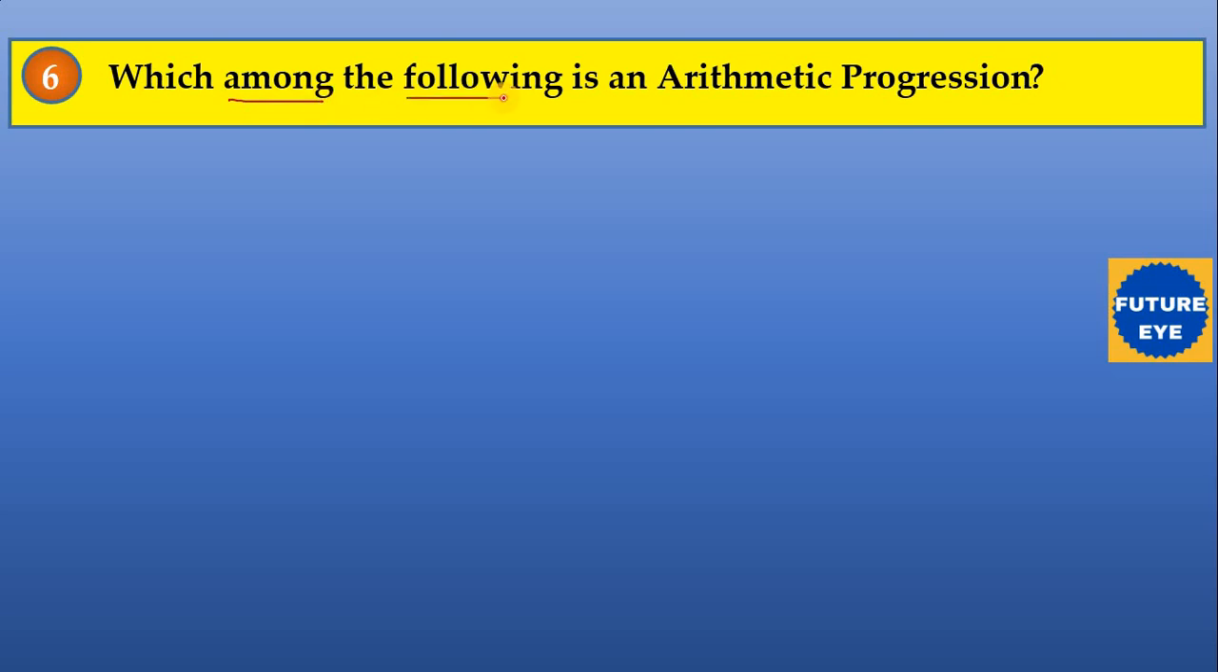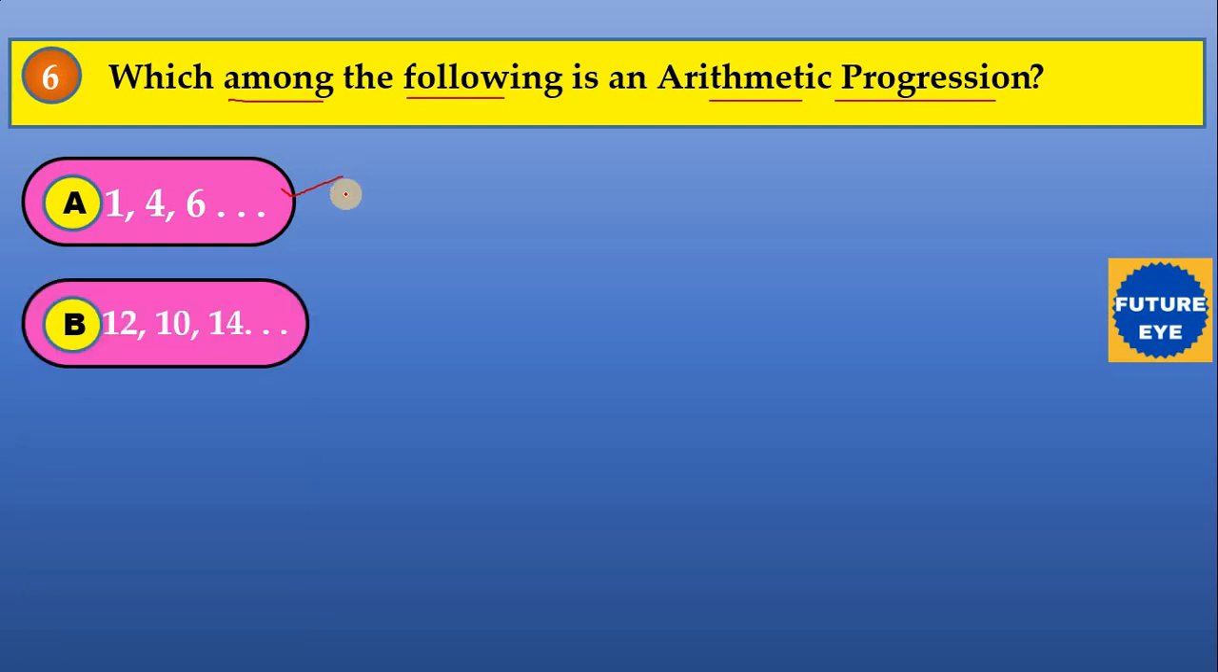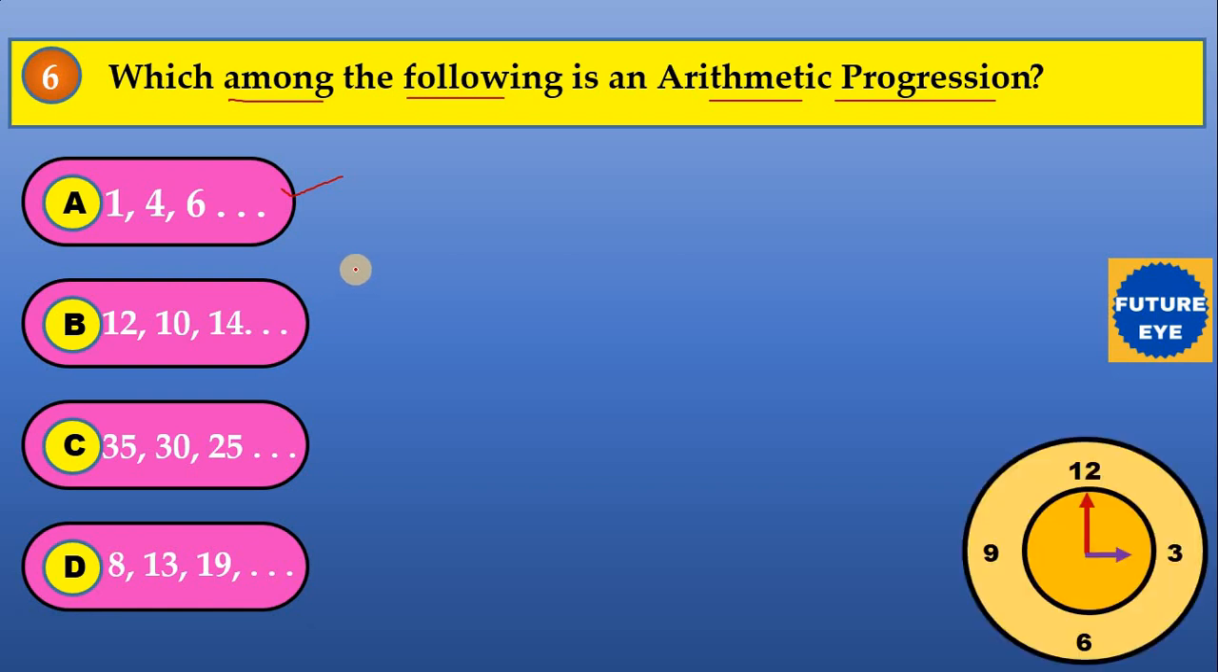Which among the following is an arithmetic progression? Option A, 1, 4, 6. Option B, 12, 10, 14. Option C, 35, 30, 25. Option D, 8, 13, 19. Children, the time starts now.